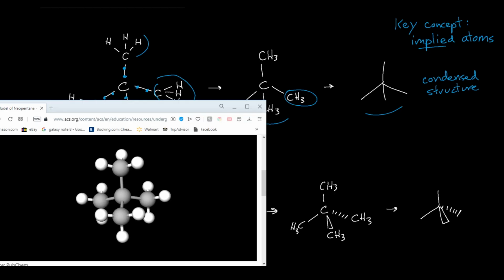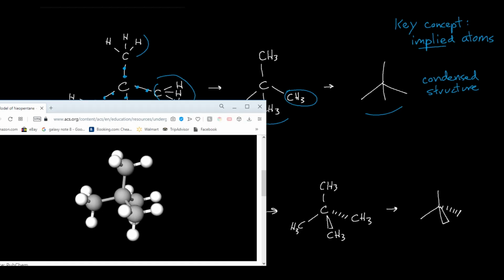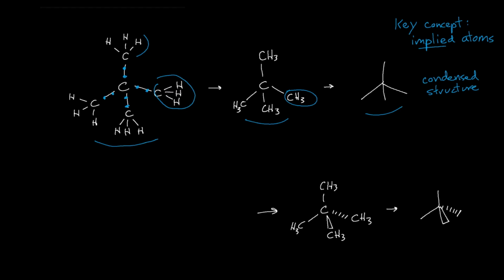All right, so there are ways to draw this showing something that looks much more three-dimensional on two-dimensional paper, and that's this structure right here, where you have what I call the wedge and the hash marks. And the wedge is coming toward us, and the hash marks are away from us.